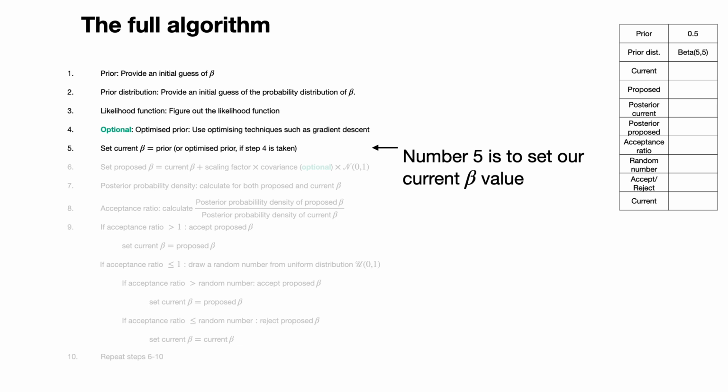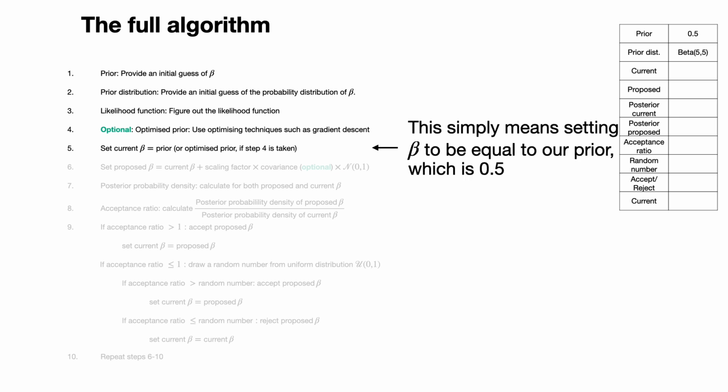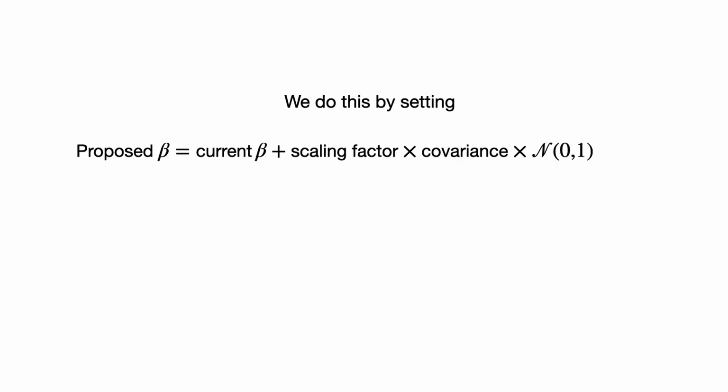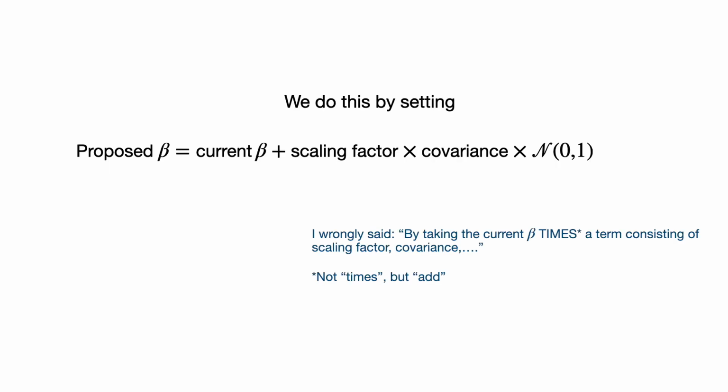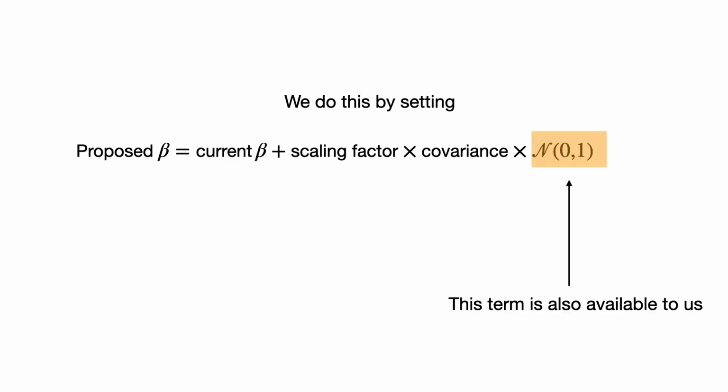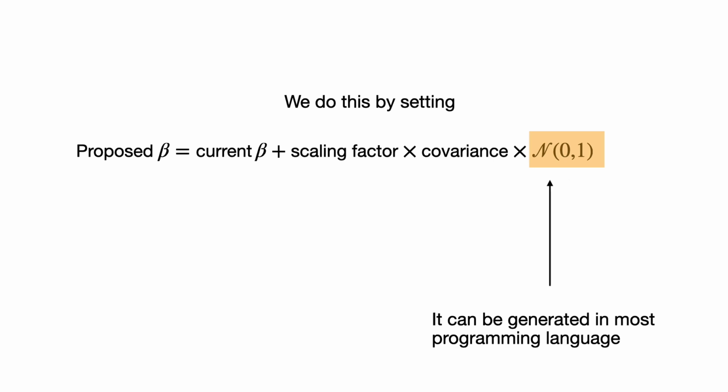Number 5 is to set our current beta value. This simply means setting beta to be equal to our prior, which is 0.5, and fill our table. Step 6 is to propose a new beta. We do this by taking the current beta times a term consisting of scaling factor, covariance, and a normal distribution with mean 0 and standard deviation 1. Now, we already have the current beta. The normal distribution is also available to us. This can be easily generated in most programming languages.